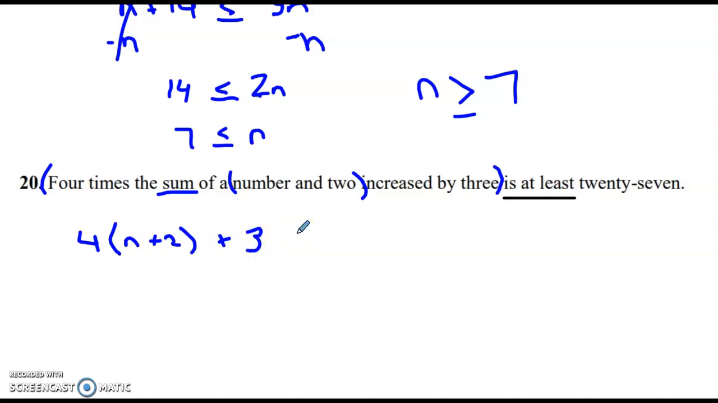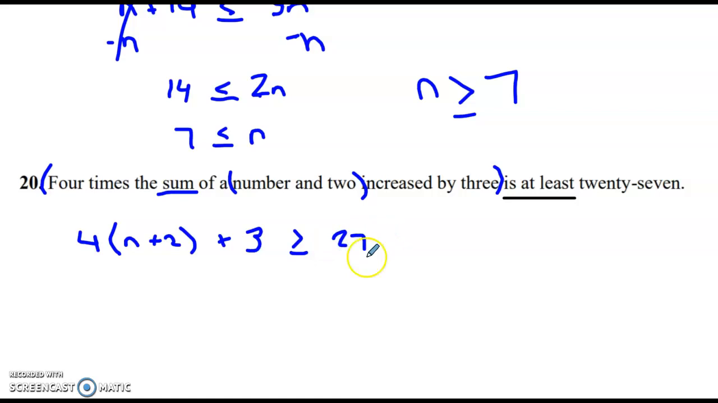You can see why this is sort of a tough problem. Looking at my inequality sign, is at least. So is at least means greater than or equal to 27. That's pretty easy, right? Just write 27. Okay, so now a little work still to do.